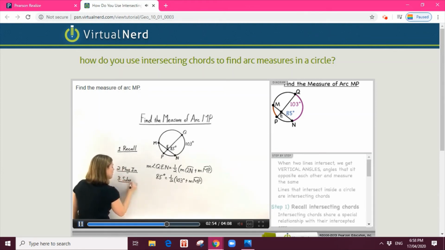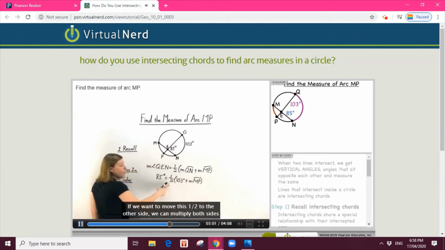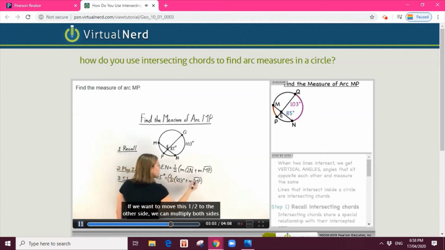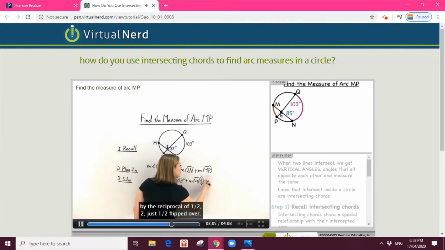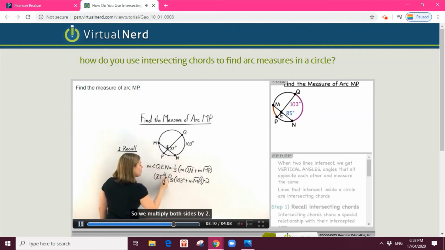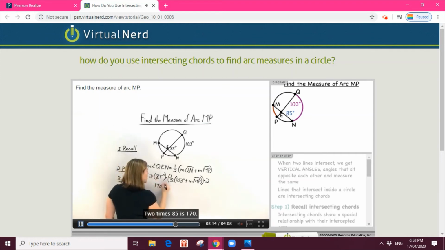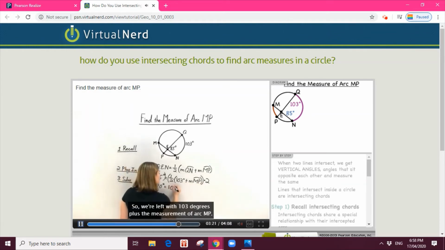answer. Well, if we take a look, we're taking this side and multiplying it by 1/2. If we want to move this 1/2 to the other side, we can multiply both sides by the reciprocal of 1/2. 2, just 1/2 flipped over. So we multiply both sides by 2. 2 times 85 is 170. So we have 170 degrees. Here, 1/2 times 2 just gives us 1. So we're left with 103 degrees plus the measurement of arc MP.